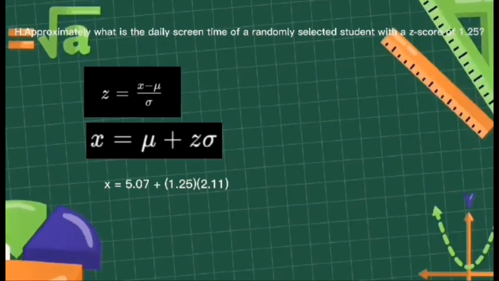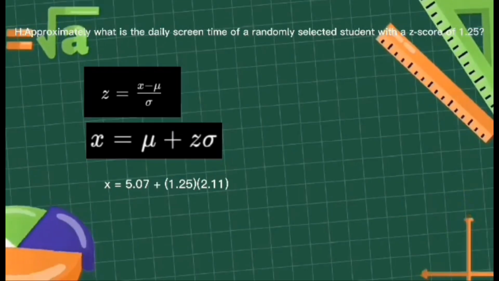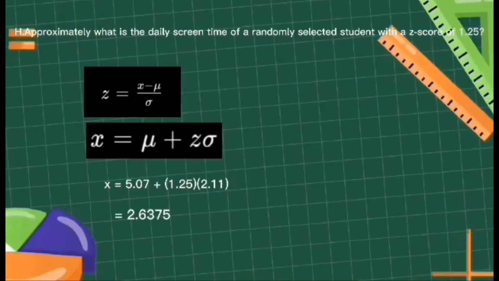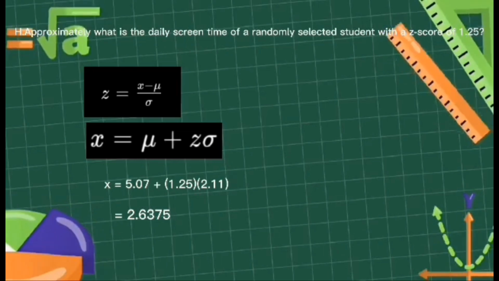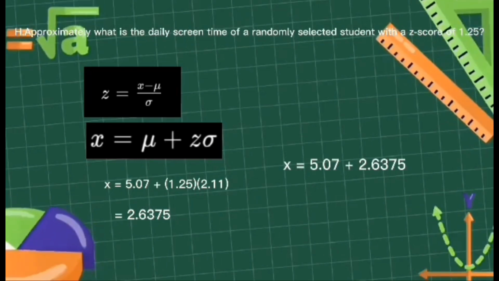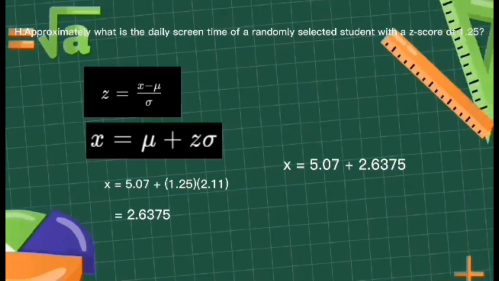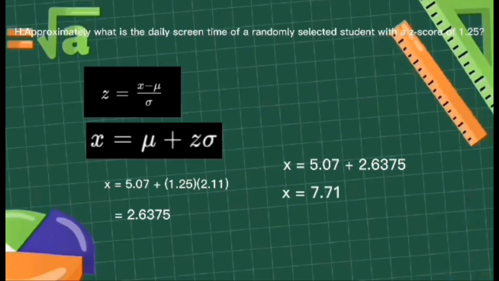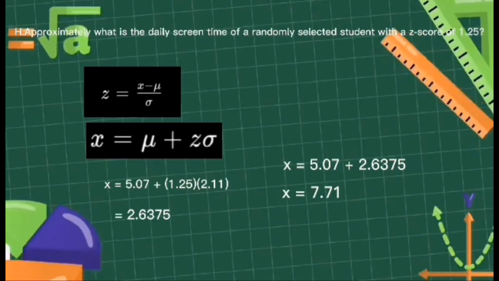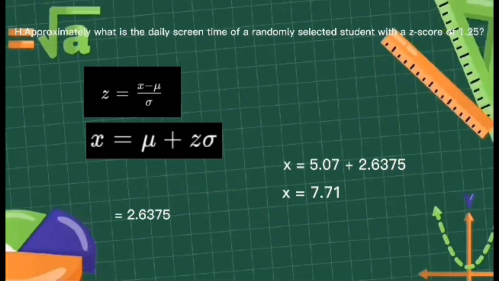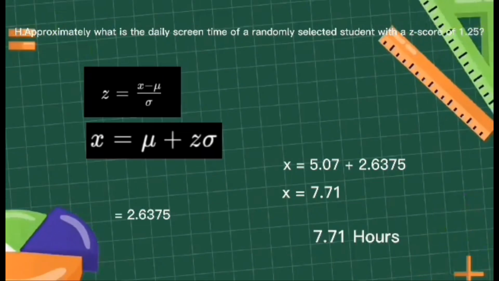Then multiplying 1.25 and 2.11 gives 2.6375. And adding this to the mean, 5.07 plus 2.6375 equals approximately 7.71. So the daily screen time of a student with a z-score of 1.25 is approximately 7.71 hours.